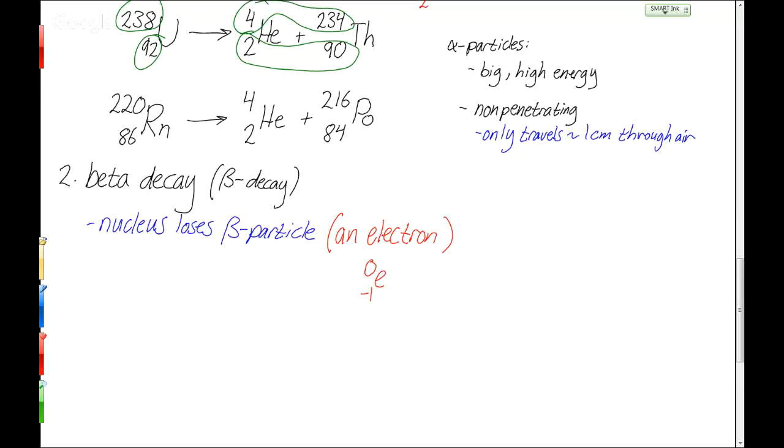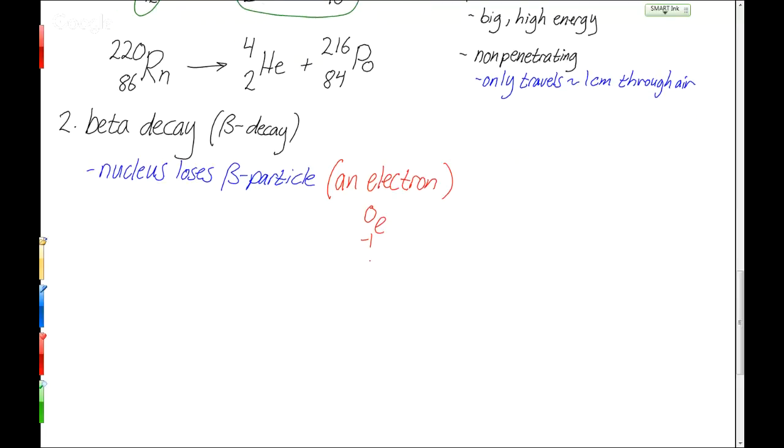This is kind of a weird thing because we're talking about nuclear chemistry, so we're talking about chemistry of the nucleus. Yet when a nucleus breaks down and loses a beta particle, it's losing an electron. So are there electrons in the nucleus? There are not. And yet, a nucleus can shoot out a beta particle when it decays, it can shoot out an electron. So how does that happen?